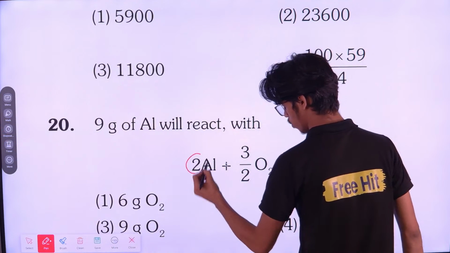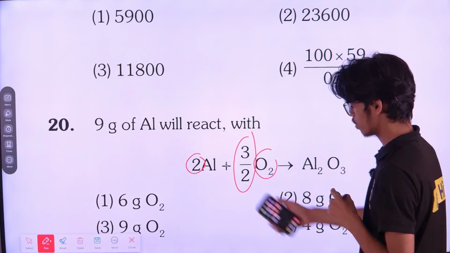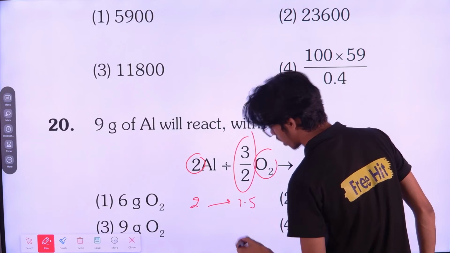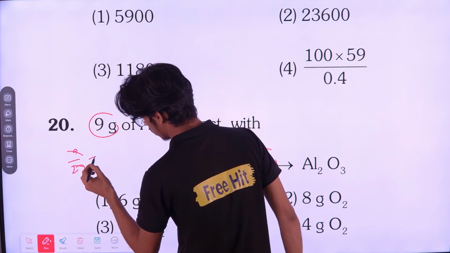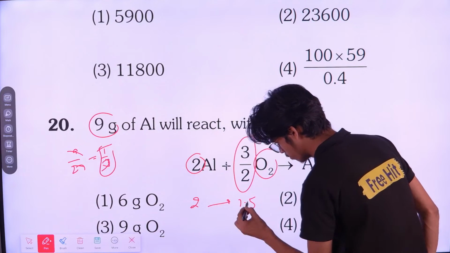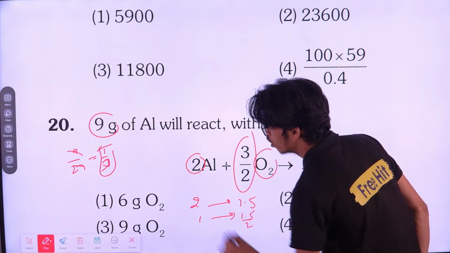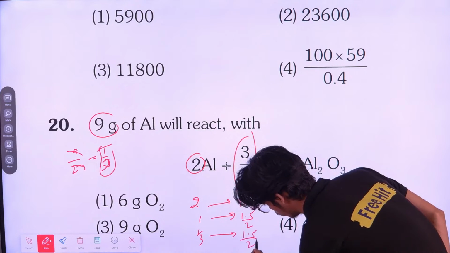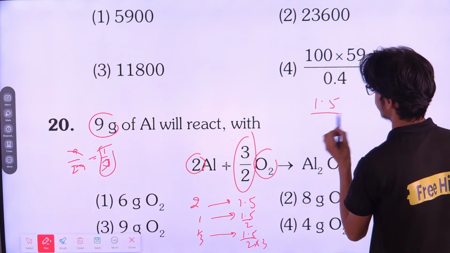So see, 2 moles of aluminum reacts with 3 by 2 moles of oxygen. Got it? 2 moles react with 1.5 moles. So what is the amount of moles here? Given mass upon molar mass. It means 1 by 3rd mole of aluminum. So 2 moles react with 1.5, so 1 mole will react with 1.5 divided by 2. So 1 by 3rd mole will react with 1.5 divided by 2 divided by 3. This much number of moles.